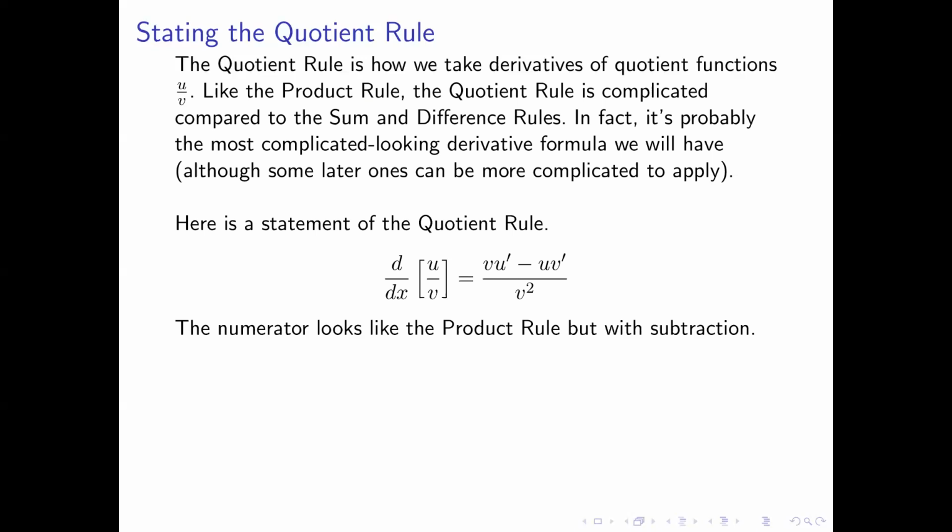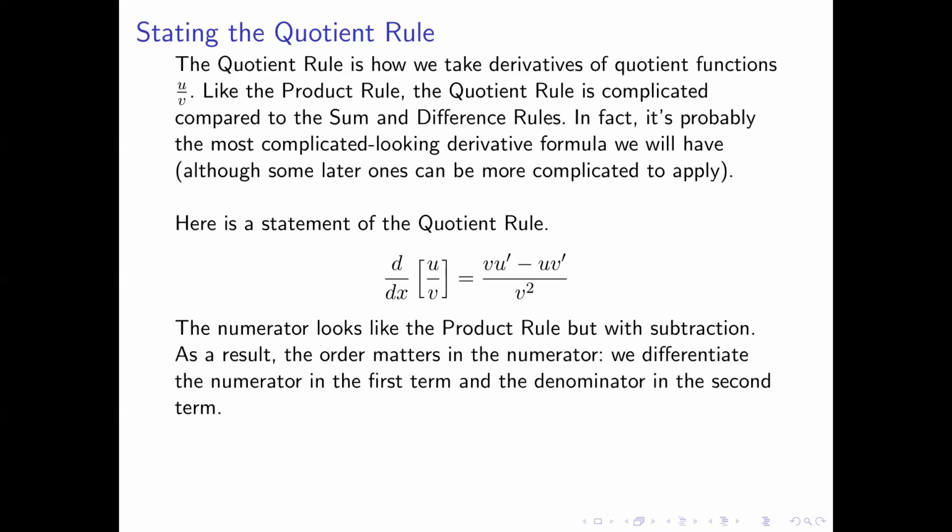So there are two parts to this. There's the numerator and the denominator in the derivative. Notice that the numerator looks a lot like what we get from the product rule, except instead of using addition, we use subtraction. The product rule would have a plus sign there. And this is important because the order then matters. With the product rule, you're adding, so the order of the terms isn't very important. But in the quotient rule with subtraction, you really need to remember the order of the terms in the numerator.